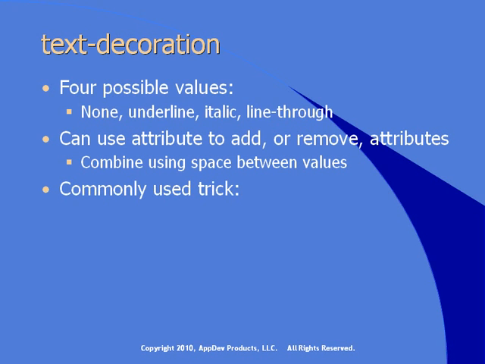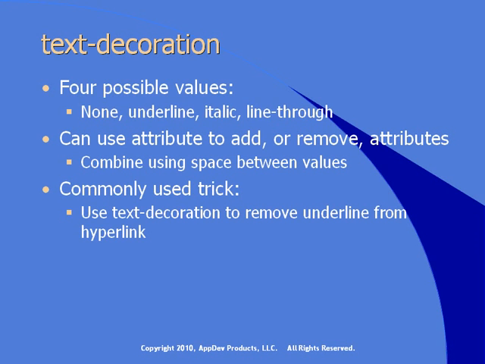Here's a commonly used trick. You can use the text decoration to remove the underline from a hyperlink. That is, if you want your hyperlinks to appear without an underline, just set the text decoration attribute to be none, and you'll see no underline on your hyperlinks. Now that we've discussed all of these text-based styles, let's look at examples of each of them.